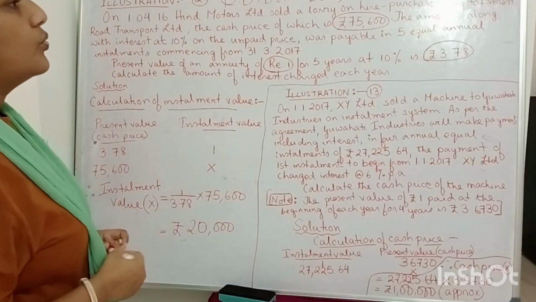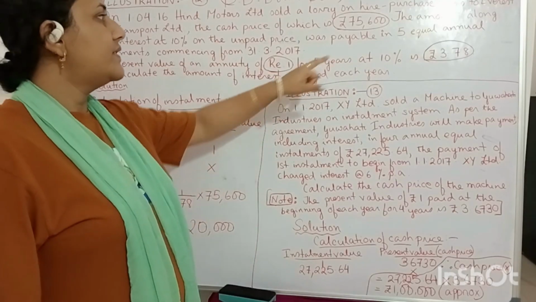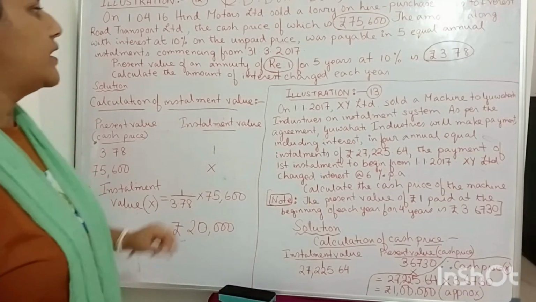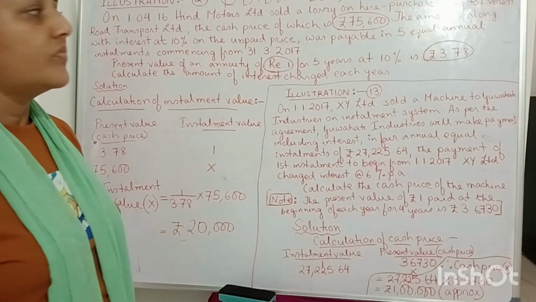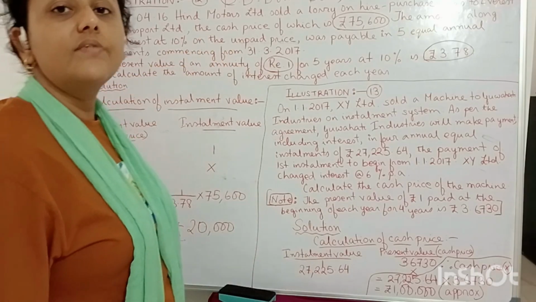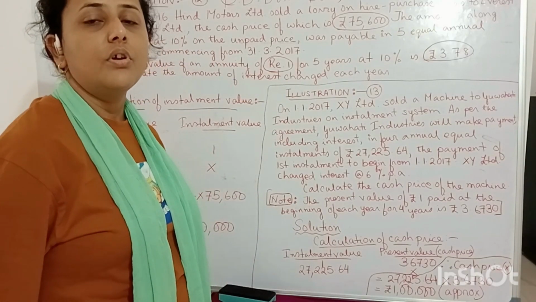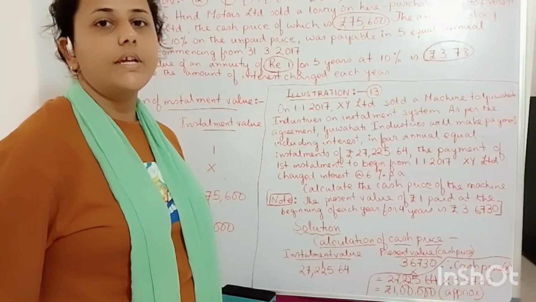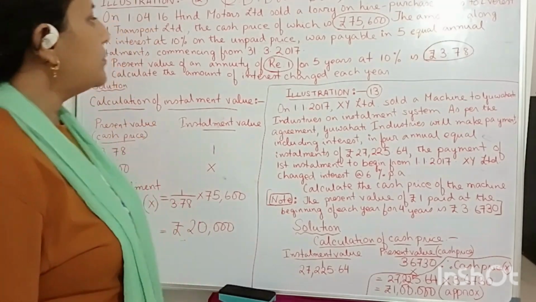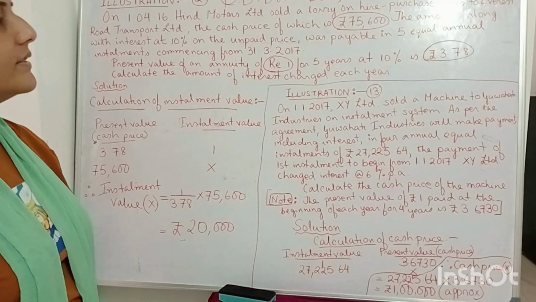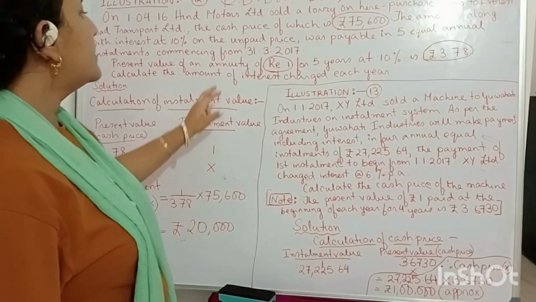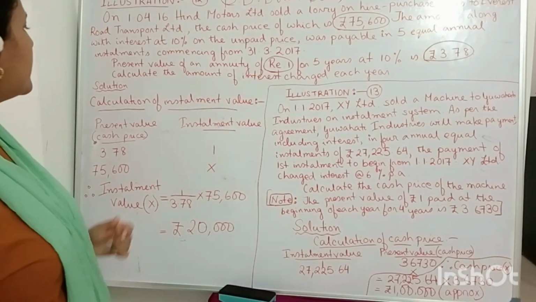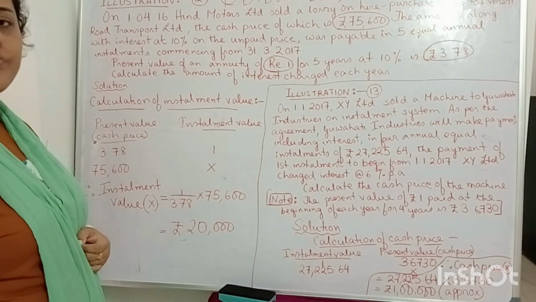Now, when the cash price is 75,600, what will be the value of installment? Because the installment value is not given in this sum. You have to take it out. That is done in this sum by considering the annuity value.